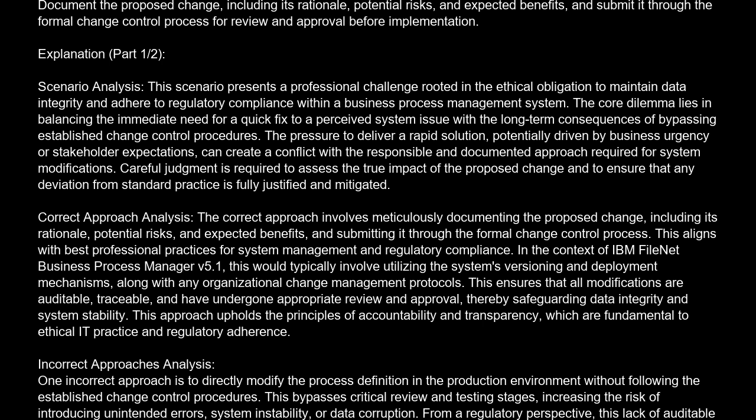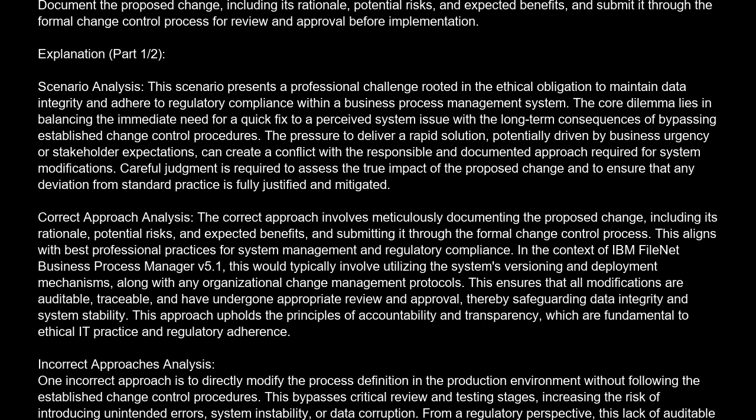The core dilemma lies in balancing the immediate need for a quick fix to a perceived system issue with the long-term consequences of bypassing established change control procedures. The pressure to deliver a rapid solution, potentially driven by business urgency or stakeholder expectations, can create a conflict with the responsible and documented approach required for system modifications. Careful judgment is required to assess the true impact of the proposed change and to ensure that any deviation from standard practice is fully justified and mitigated.